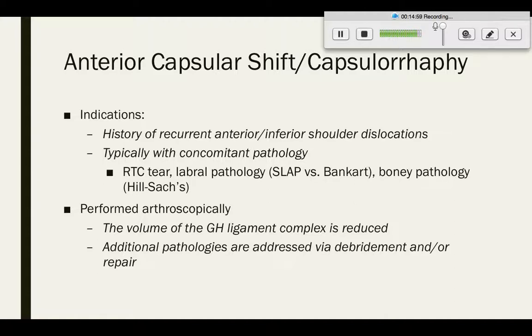Basically what they do is they reduce the volume of the glenohumeral ligament complex, and if any other pathologies are present, they're going to address those as well. Again, the first question that you should be thinking and that you should ask is, are there any other pathologies or procedures that I need to be aware of in designing my rehab program for my patient? By reducing the volume of the ligament complex, the surgeon is essentially addressing the permanent plastic deformation that had occurred from just the patient's history of instability.